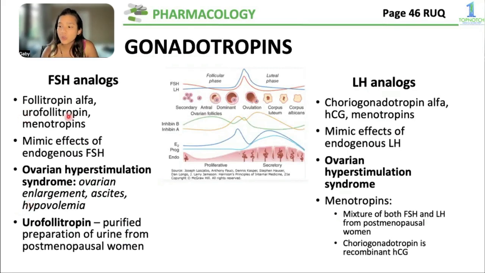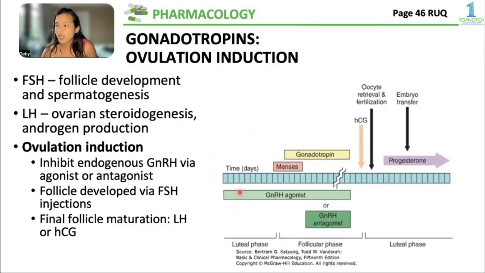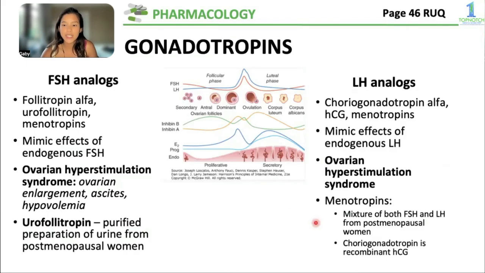So urofollitropin, look at its unique name. It is called urofollitropin because it is actually a purified preparation of urine from postmenopausal women. So it contains the FSH that is needed in order to promote follicle stimulation and maturation. Then your LH analogs like your HCG and menotropins, they mimic the effects of endogenous LH. Your menotropins naman is a mixture of both FSH and LH, so they can work in both ways. And your HCG, don't forget, is an LH analog. And I'll explain this part, the GnRH agonist and GnRH antagonist, in a later slide.